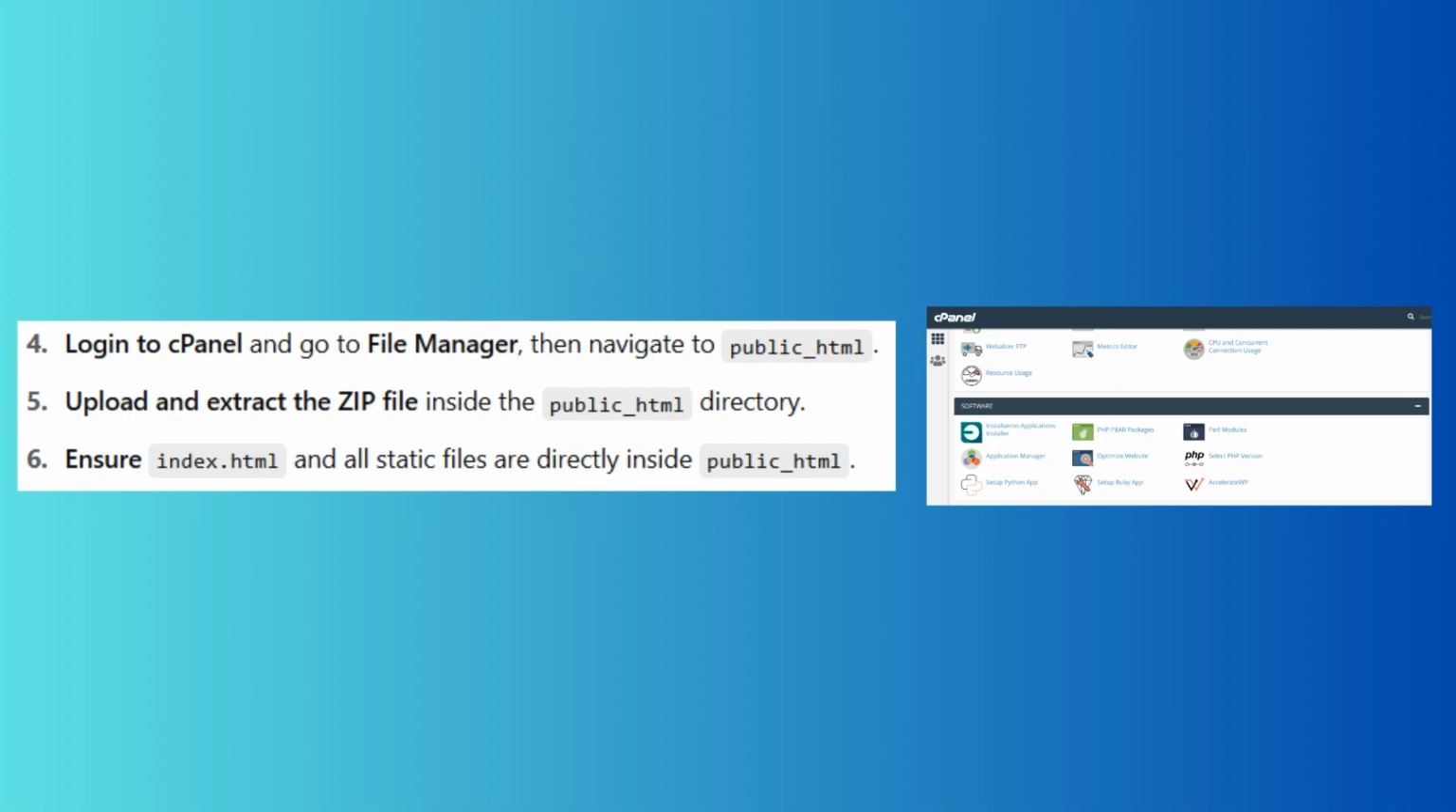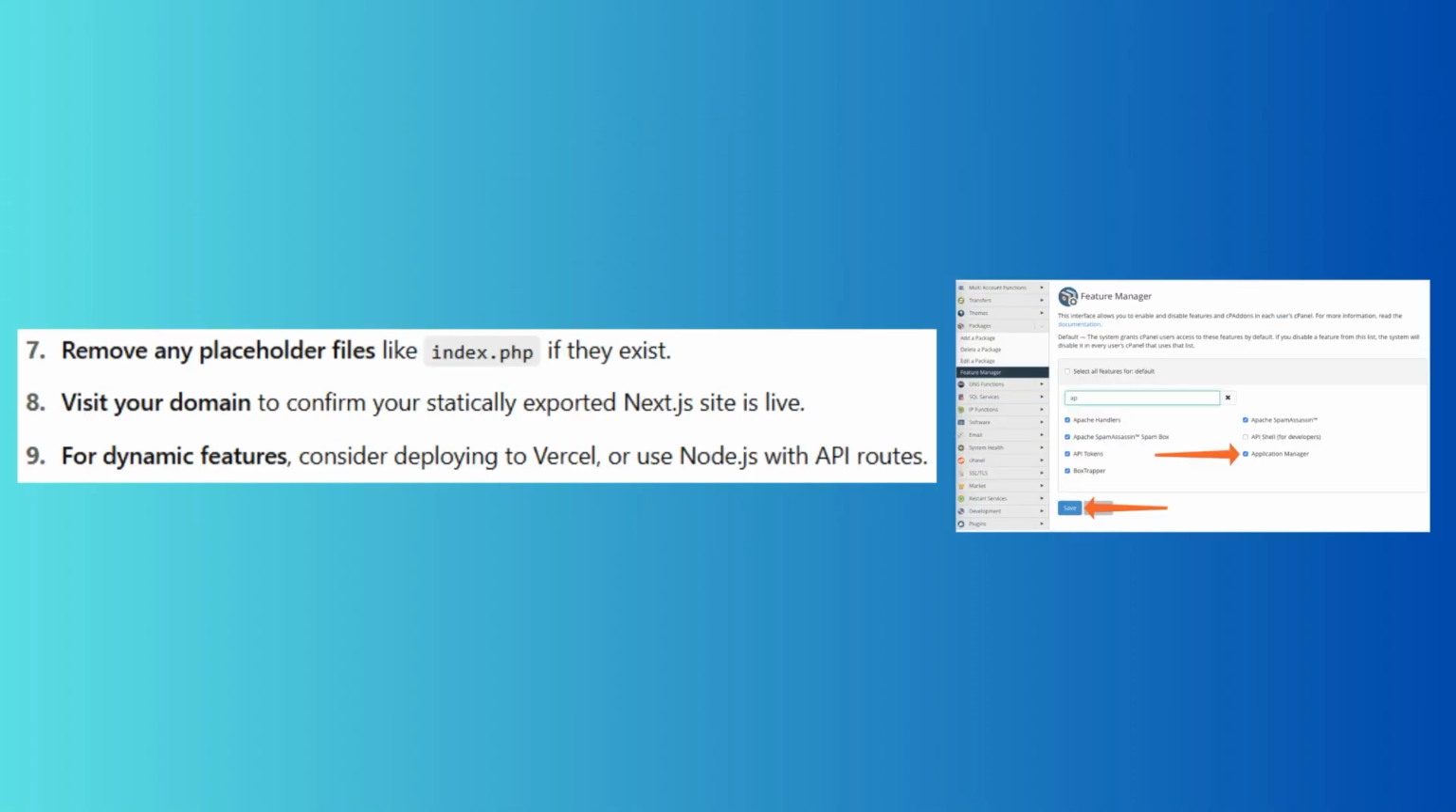Log into cPanel and go to File Manager, then navigate to public_html. Next, upload and extract the zip file inside the public_html directory. Ensure index.html and all static files are directly inside public_html. Now, remove any placeholder files like index.php if they exist.